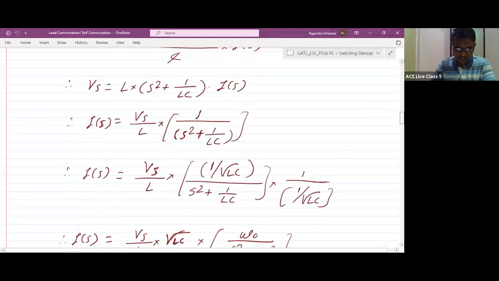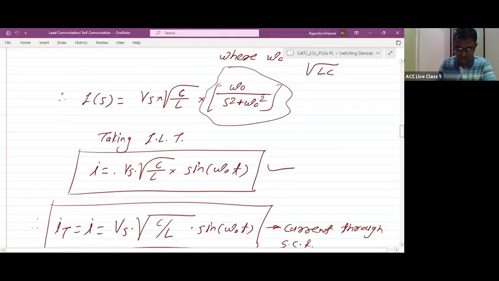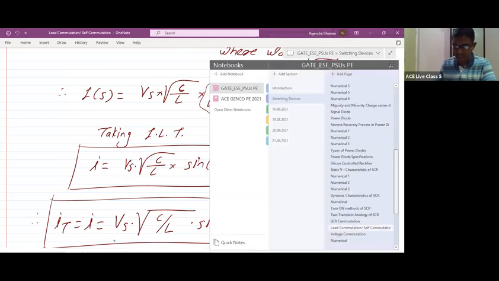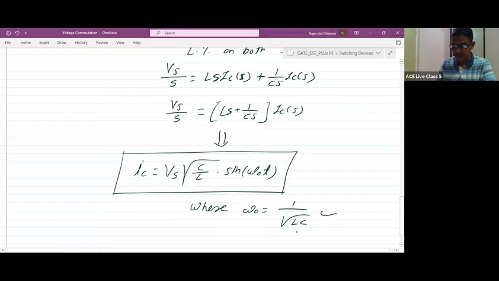So at the end, we'll be getting the current in the circuit. It is Vs under root C by L sin of omega 0 t. So that's why here also the current in the circuit, that is IC, is Vs under root C by L into sin of omega 0 t, where omega 0 is 1 by root LC. Means the nature of the current IC is sinusoidal. Is this clear? Now, if IC is sinusoidal, what about VC? VC will be cosinusoidal, na? If IC is sinusoidal, VC will be cosinusoidal.